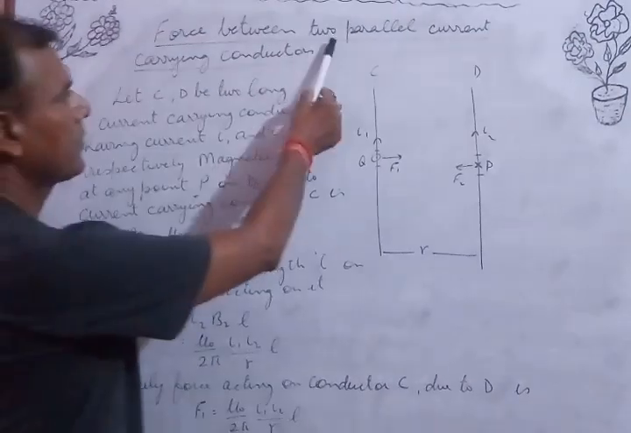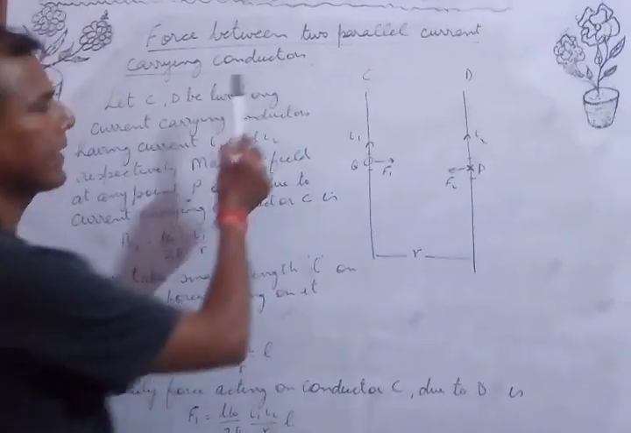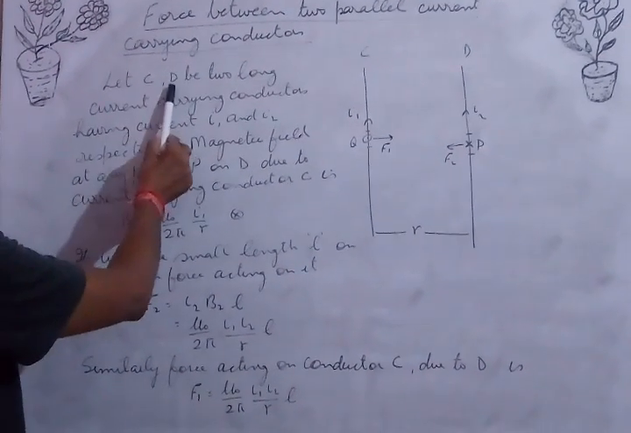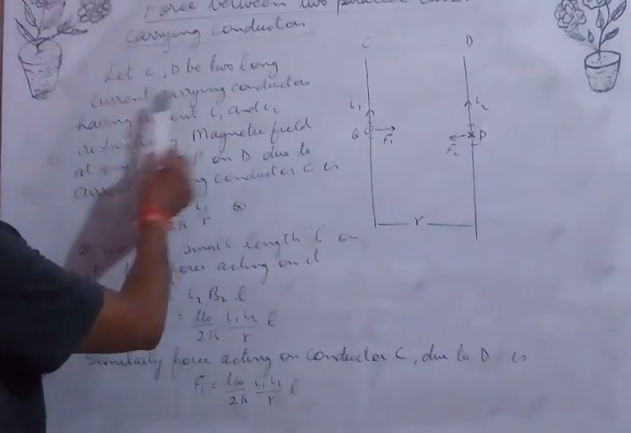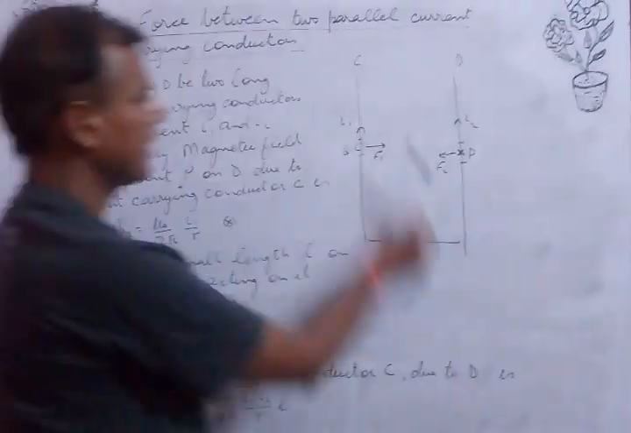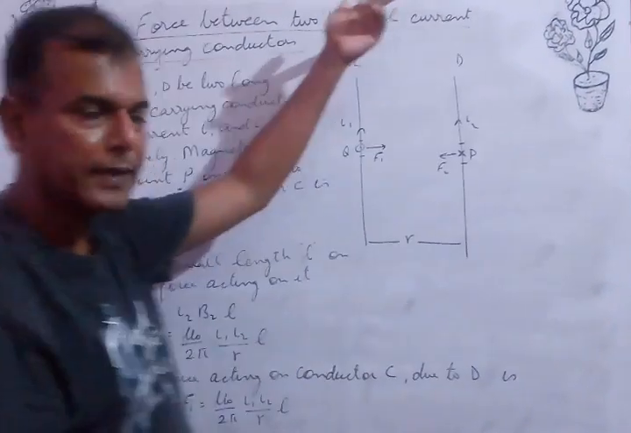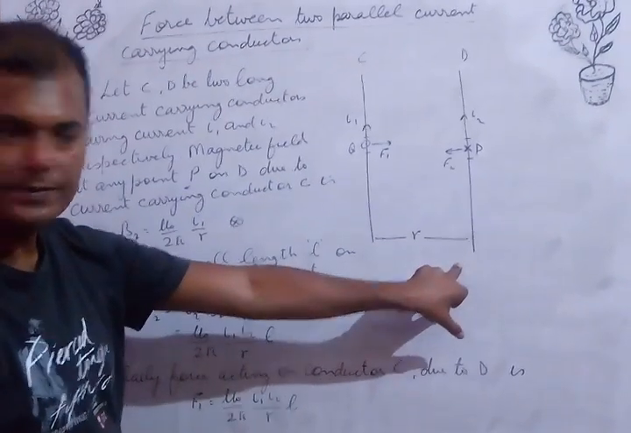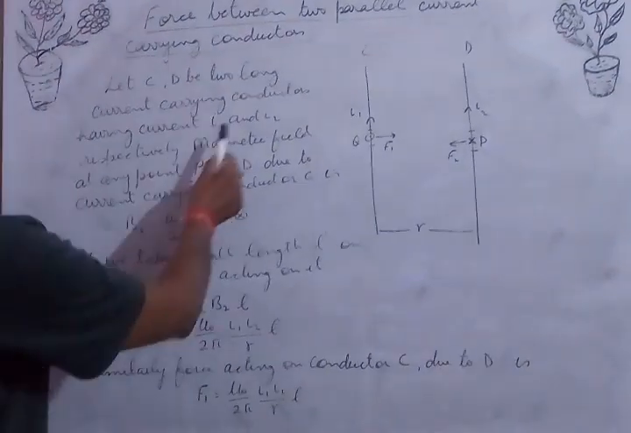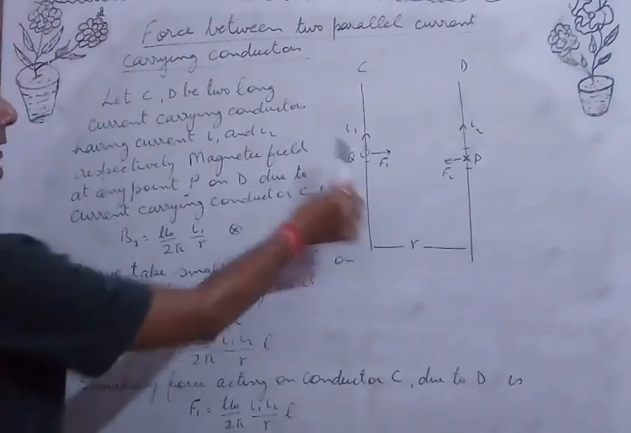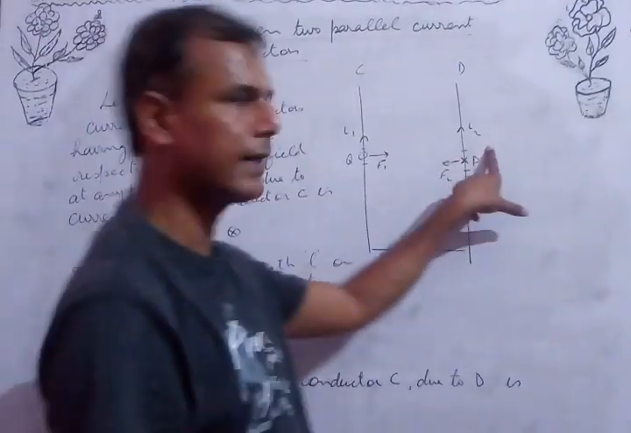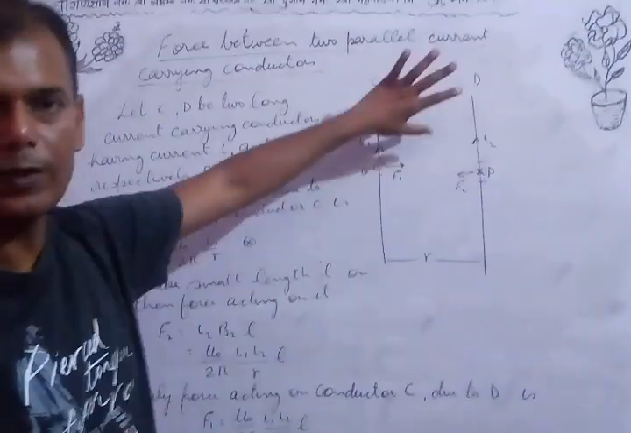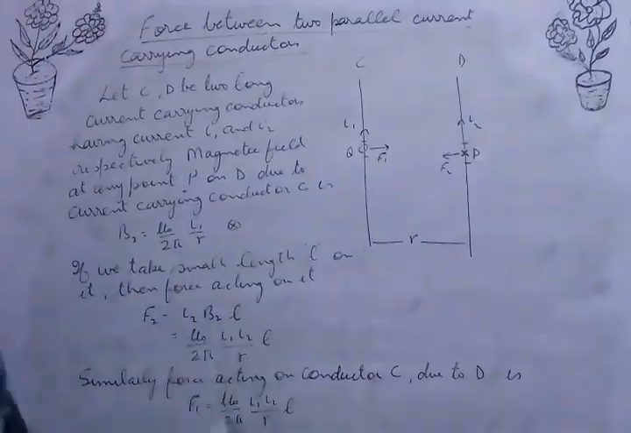Force between two parallel current carrying conductors. Let C and D be two long current carrying conductors, and let R be the distance between them. C has current I1 and D has current I2. In this case, I have taken the direction of current the same in both the conductors.